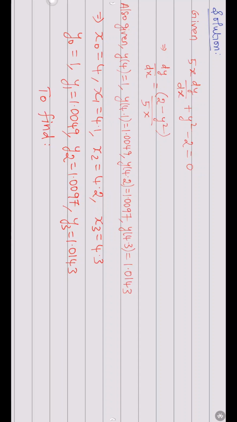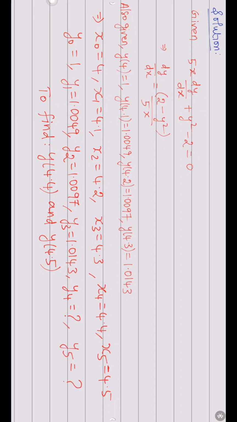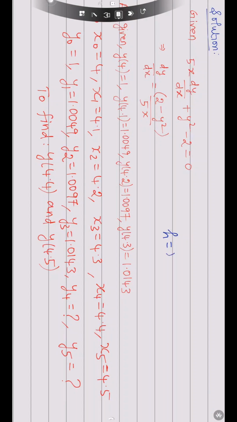Here we are to find y of 4.4 and y of 4.5. Therefore, we have x4 equal to 4.4, x5 equal to 4.5. We are desired to find y4 and also y5. The difference between equispaced values of x is given by h equal to x1 minus x0. Therefore, h equal to 0.1.